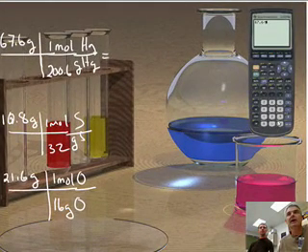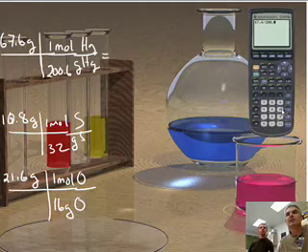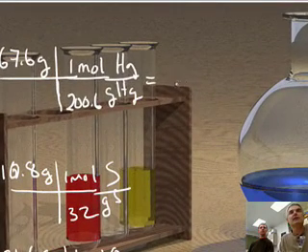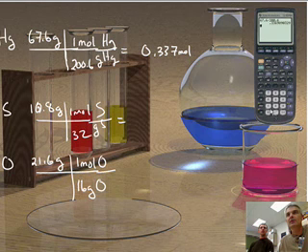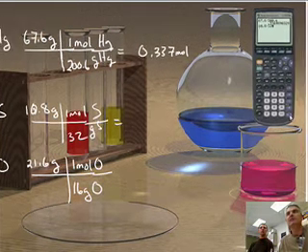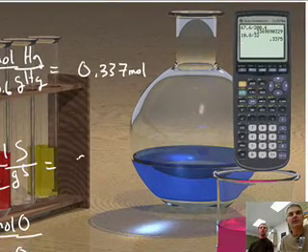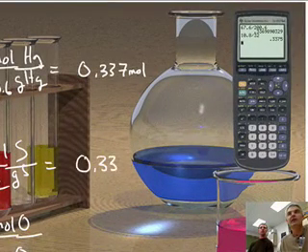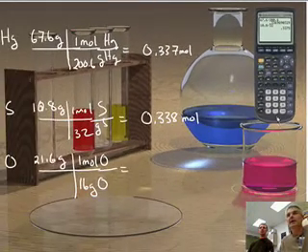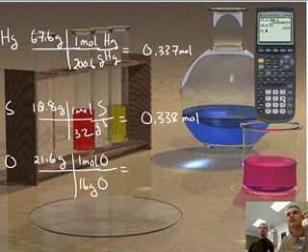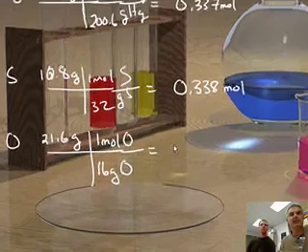67.6 divided by 200.6 equals. Okay, I get 0.337 moles. Now I'm going to do that with the S. 10.8 divided by 32 gives me 0.338 moles. Pretty close to the other number, isn't it? Okay, and then I'll take 21.6 divided by 16, and that gives me 1.35.